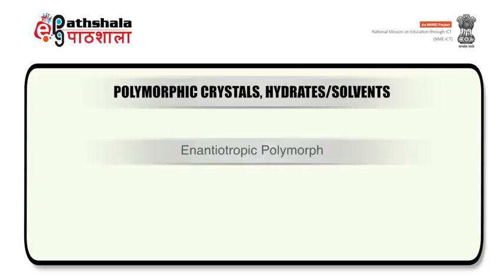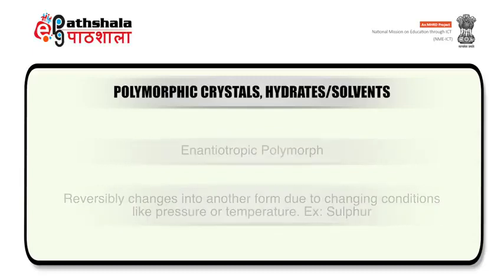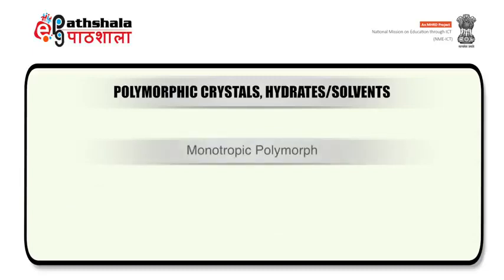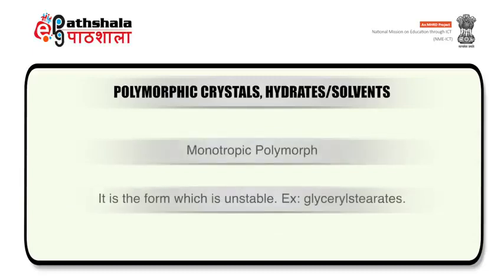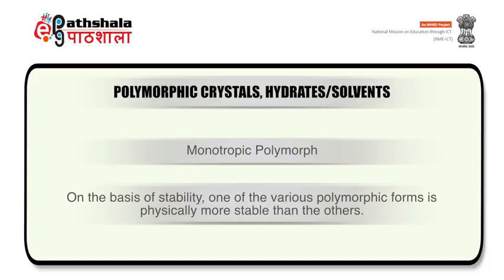There are two types of polymorphs. Enantiotropic polymorphs, it is the form which reversibly changes into another form due to changing conditions like pressure or temperature, and the example is sulfur. The next is the monotropic polymorphs. It is the form which is unstable. Example, glyceryl stearates. On the basis of stability, one of the various polymorphic forms is physically more stable than the others.